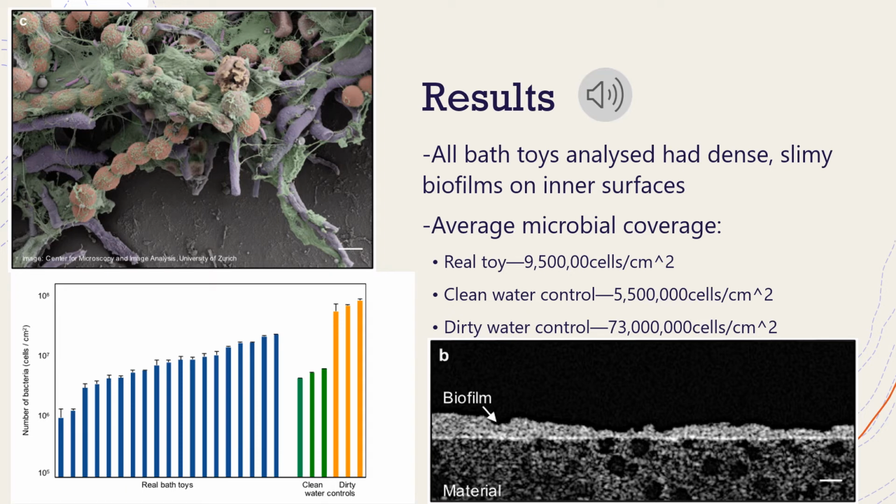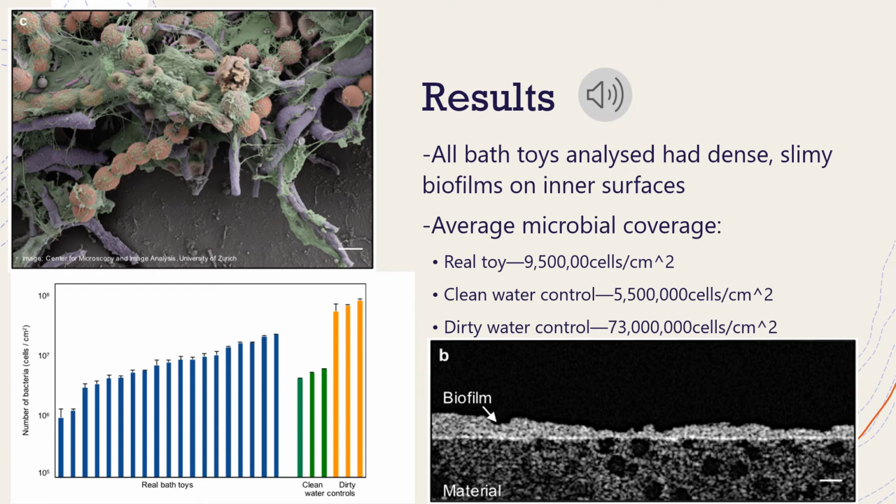All of the bath toys that they collected, as well as their control samples, had dense, slimy biofilms on their inner surfaces. On this black and white image at the bottom, you can even see how thick these biofilms had grown on top of the material. And this top image on the left is a scanning electron image of biofilm that had formed on these toys, where you can see some of the bacteria. It looks like there are some streptococcus chains in red, and the green colored film surrounding them is the sticky polymeric substance that gets excreted.